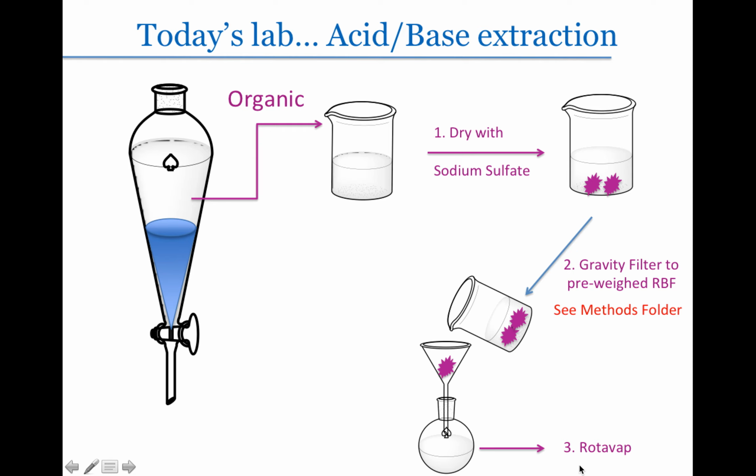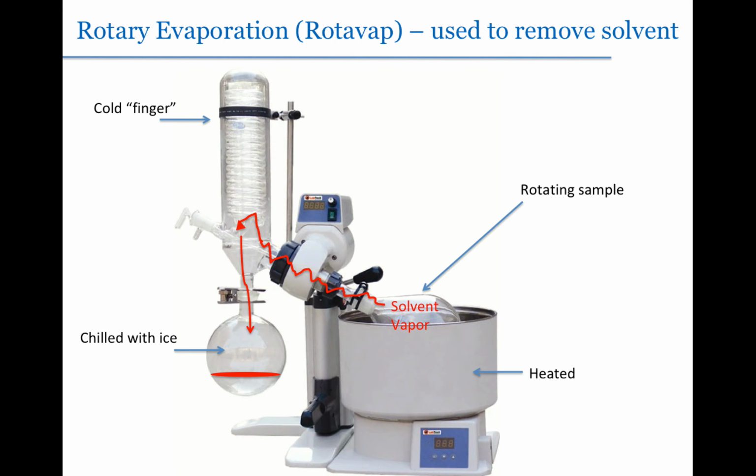The next step is to remove the solvent to obtain the solid by rotovap. What is rotovap? It's a rotary evaporation instrument used to remove solvent, and I will show more details when we're using it in the lab this week. It technically has a hot water bath and a cold trap. You evaporate the solvent, collect the solvent, and then collect the solid product in the flask.